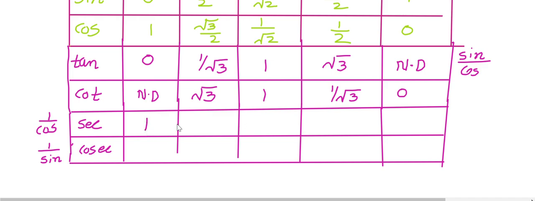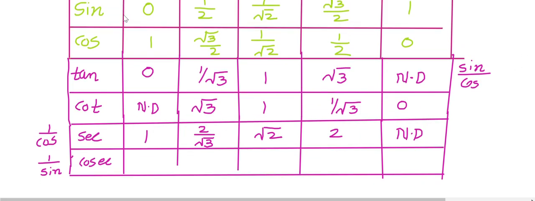So 1 upon 1 will be 1. This is going to be reversed, 2 by root 3. This will be root 2. This will be 2. Now see, 0 if you reverse, what will that be? 1 upon 0 is again not defined. Now sine: again over here, if you reverse, 1 upon 0 will be not defined. This will be 2 here. This will be again root 2 here. This will be 2 by root 3, and this will be 1.